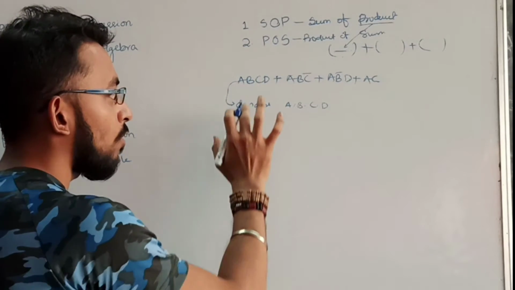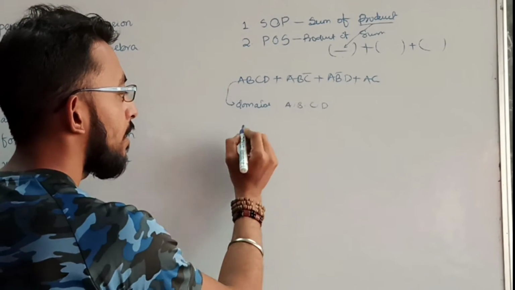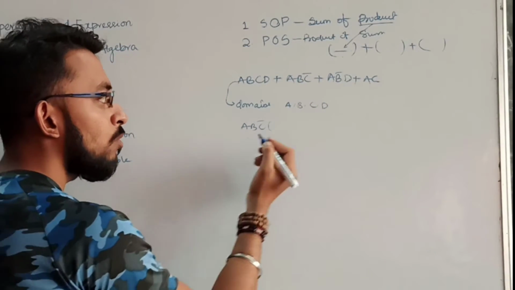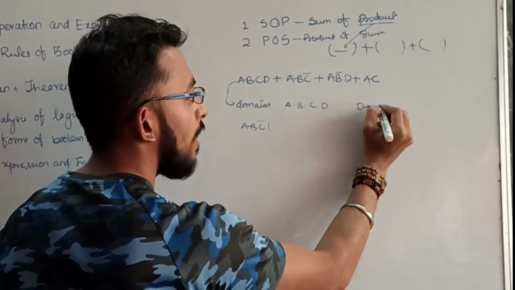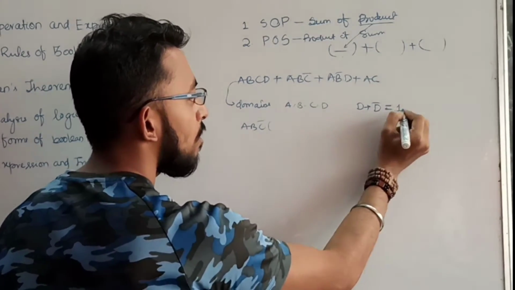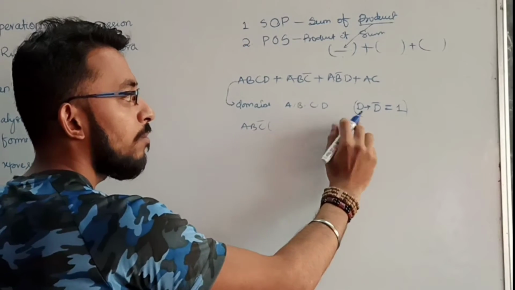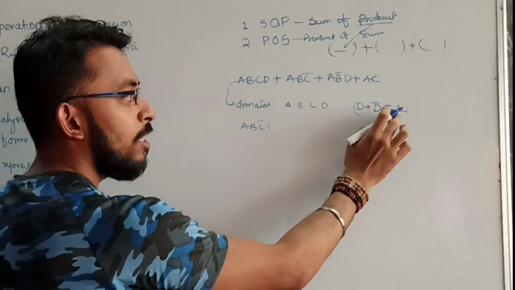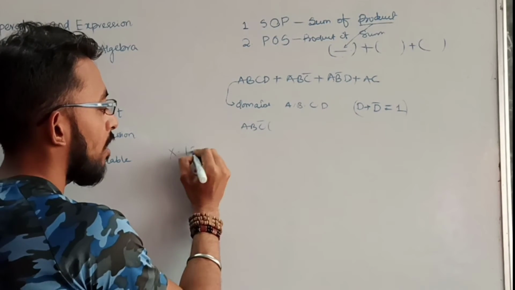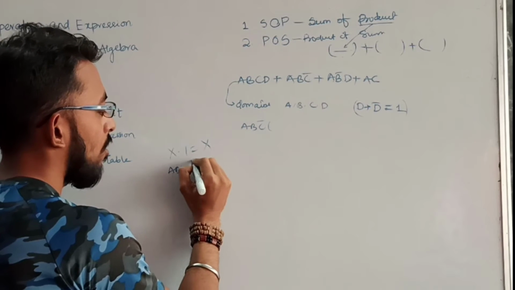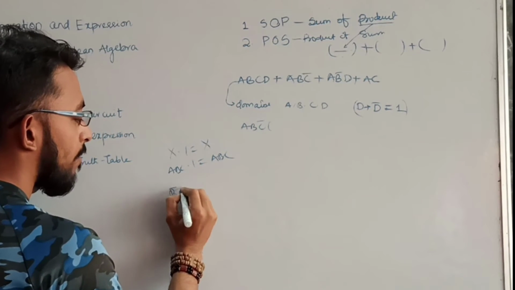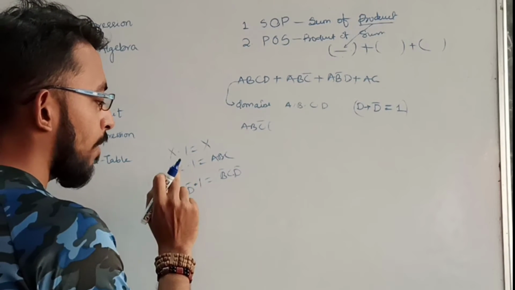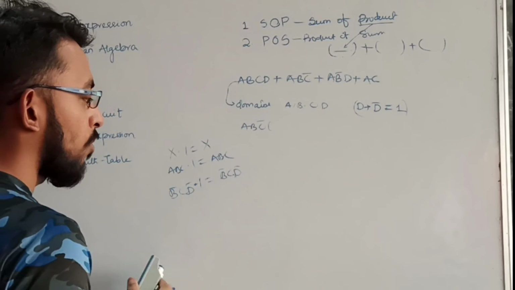In the first term it is okay, A, B, C, D all are there. In the second term, A, B, C bar, the D is missing. So how to do? You have to apply this formula, D plus D bar. What will be this value? It is nothing but 1. Are you getting or not? Means A plus A bar is nothing but 1. It means with any term I can multiply this one. X dot 1 is nothing but X. ABC dot 1 will give me ABC. B bar C D bar dot 1 will give me B bar C D bar. It means I can multiply 1 with any variable, it will not hamper my output.